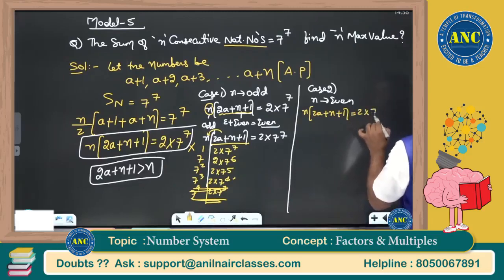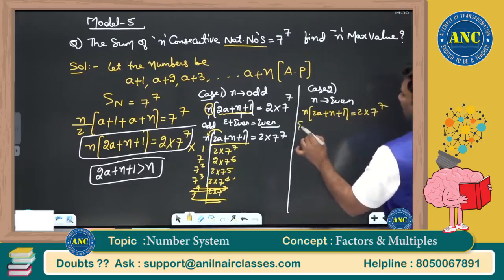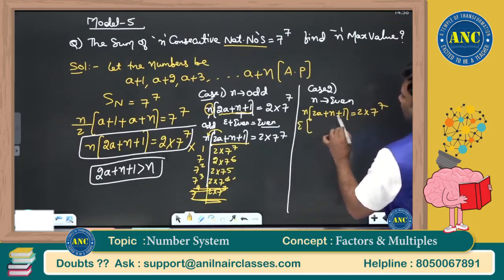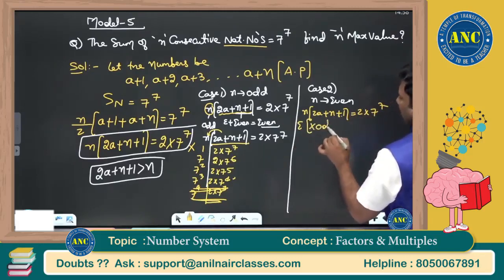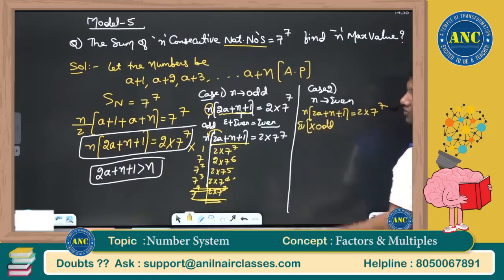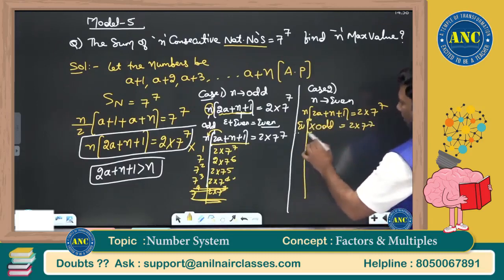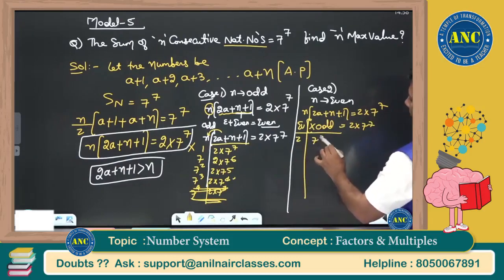It is 2 into 7 power 7. N is even, even plus 1 is odd. Odd plus even is odd. Again it is even into odd. There also we got odd into even. Equivalent to 2 into 7 power 7, an even number.